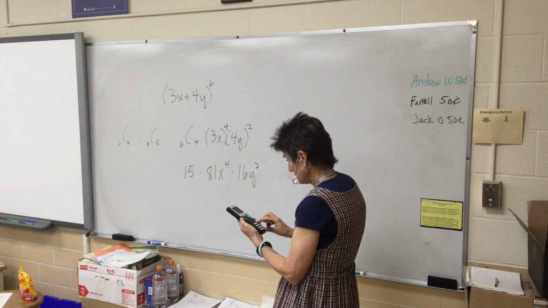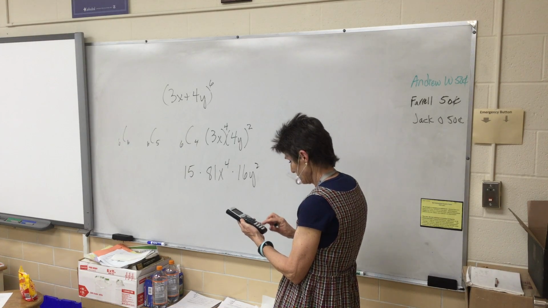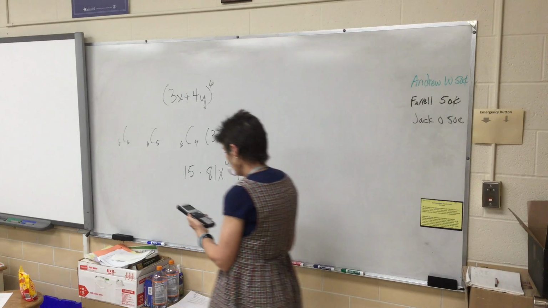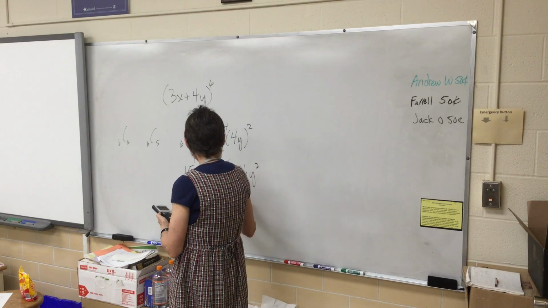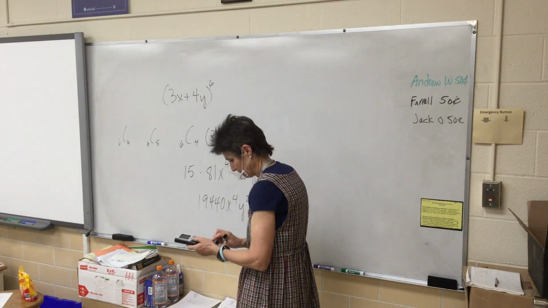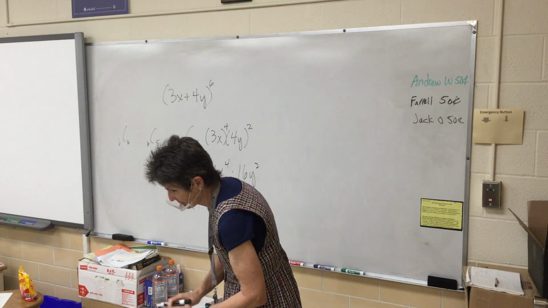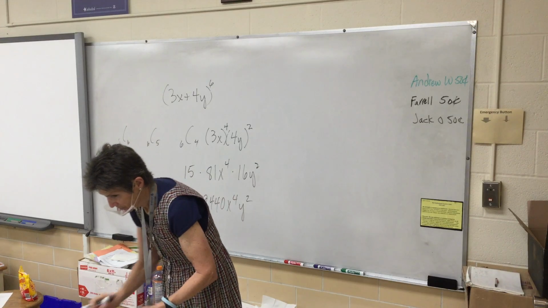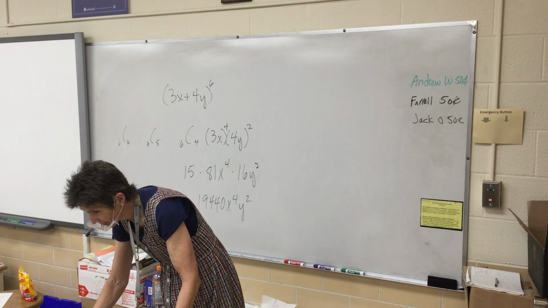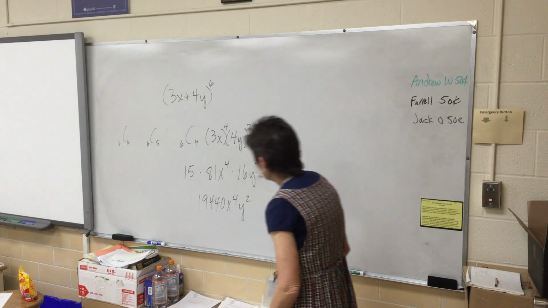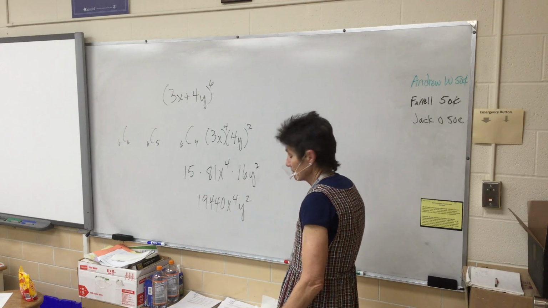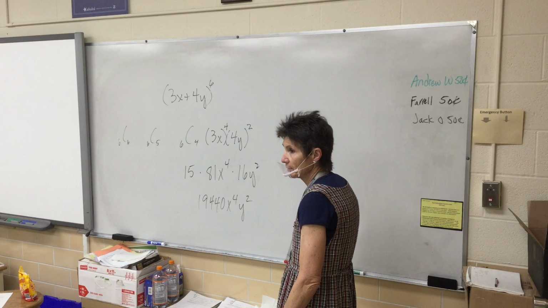So 15 times 81 times 16. I got 19,440 x to the 4th y squared. Whoops, we got one here. So that would be the 3rd term only.